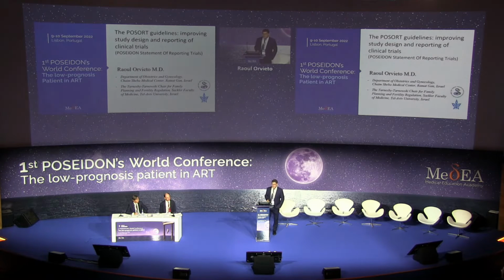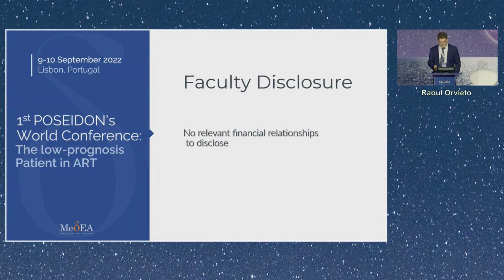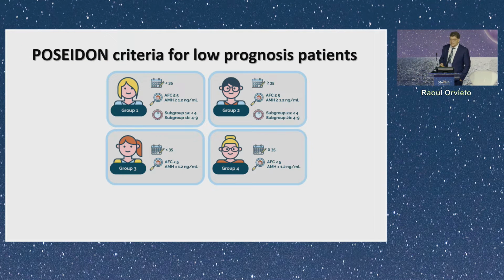So the title that I'm supposed to present is the POSORT guidelines, POSORT for POSEIDON Statement of Reporting Trial, Improving Study Design and Reporting of Clinical Trial. So in the next 20 minutes, I will go briefly over what you heard during these 2 days of conference, and I will also emphasize all the issues of the POSORT guidelines.